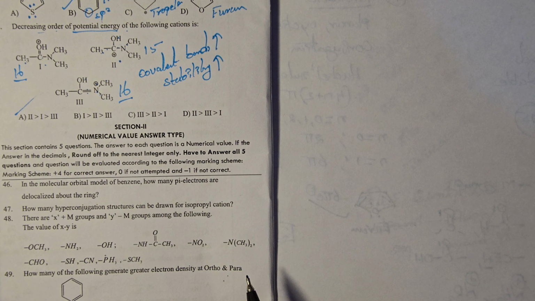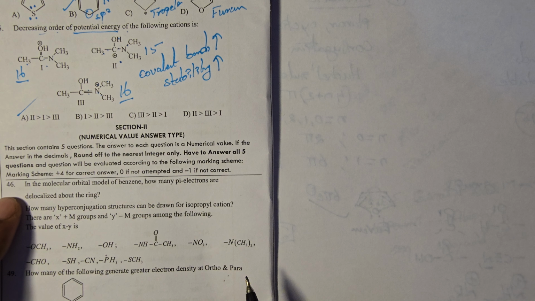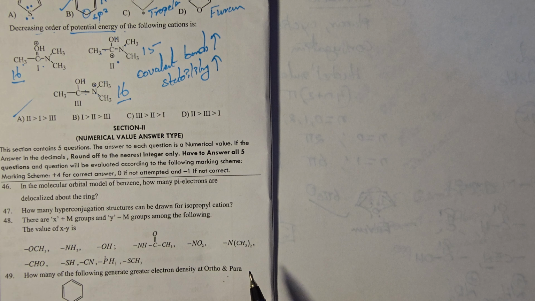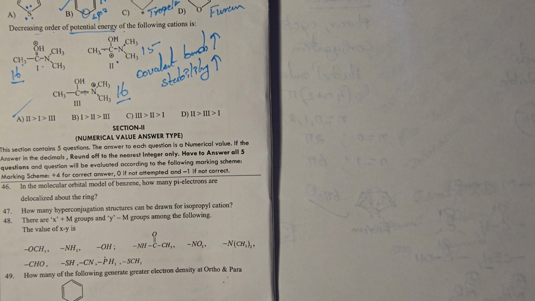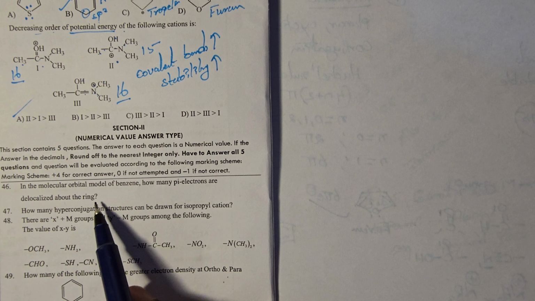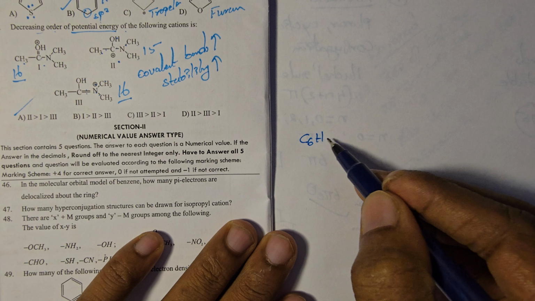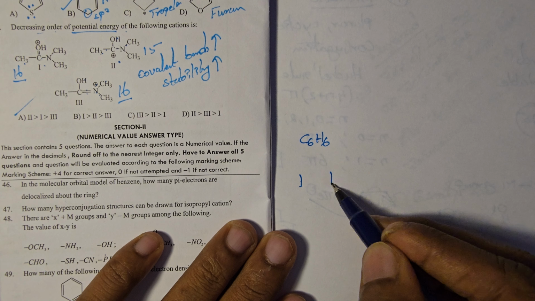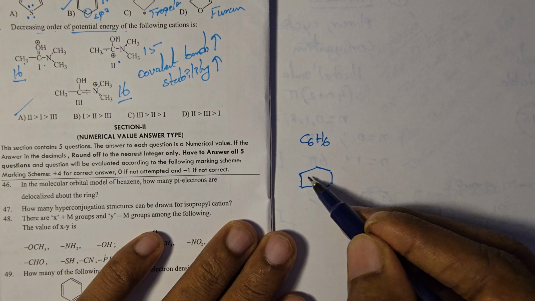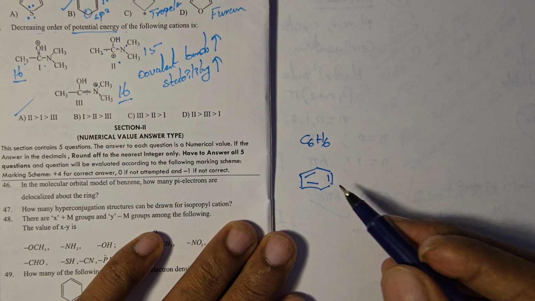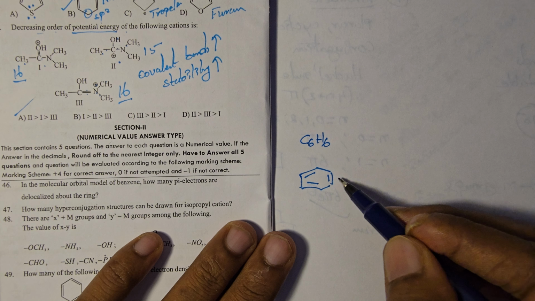Look at GOC question number 46, an integer question. In the molecular orbital model of benzene, how many pi electrons are delocalized about the ring? You know that already, benzene formula C6H6, benzene ring, alternating pi bonds are present. Inside the benzene ring, how many pi electrons are present?